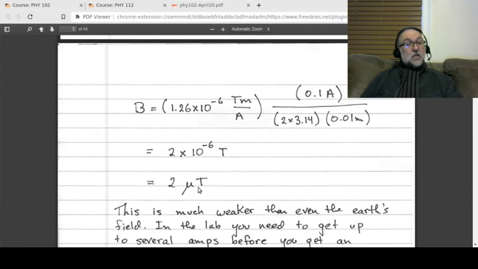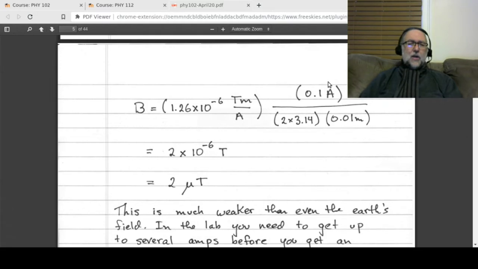That's pretty small. It's actually smaller than the Earth's magnetic field, so you would barely be able to deflect a compass with this. To get any kind of deflection of a compass in the lab, you have to go up into the several amp range. When you're putting a couple of amps through a wire, it gets a little dangerous because the wire can heat up pretty quickly. Wires are usually made out of copper, and they can get hot enough to melt the copper and cause sparking and stuff like that.